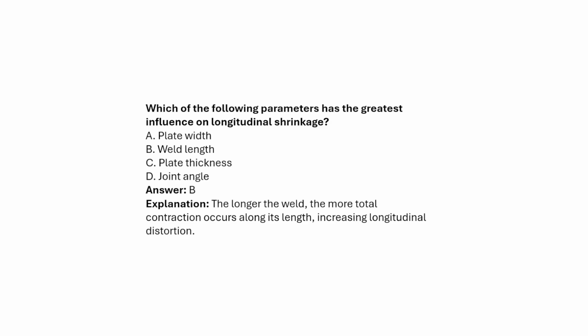Which of the following parameters has the greatest influence on longitudinal shrinking? The options are plate width, weld length, plate thickness, and joint angle. Okay, for longitudinal shrinking, the affecting parameter will be the weld length. So, the longer the weld, the more total contraction occurs along the line, which increases the longitudinal distortion.